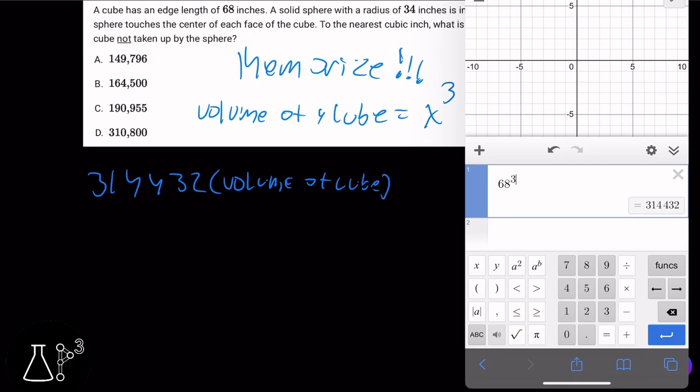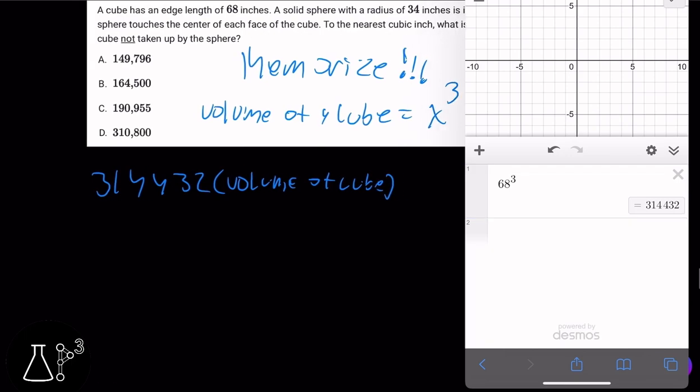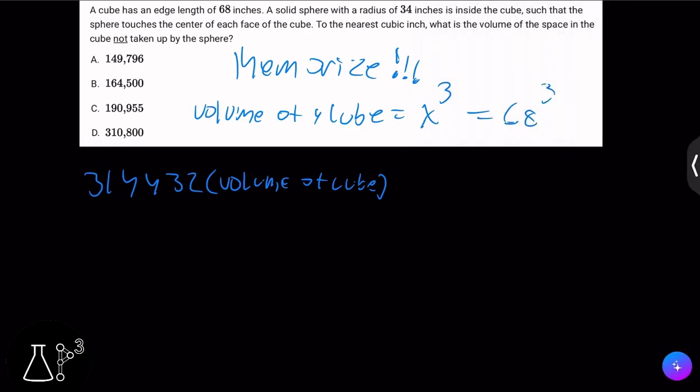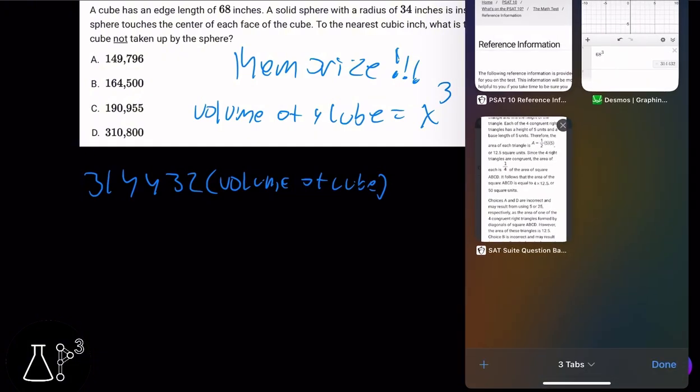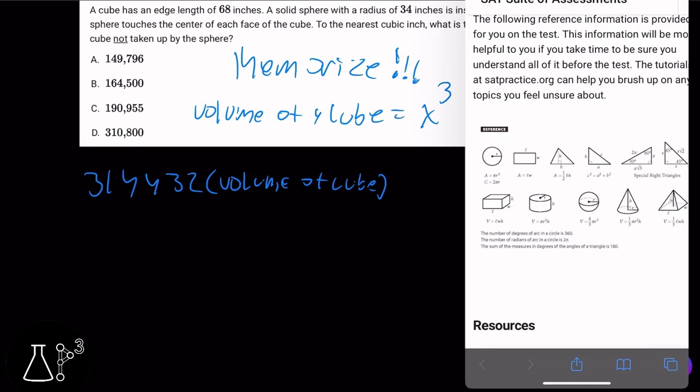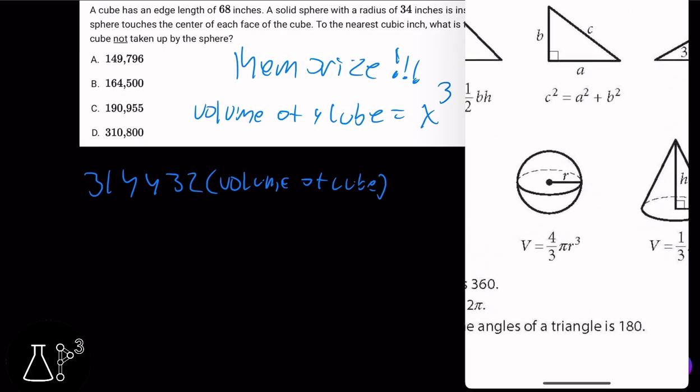So let's go over the other part of the information given. I'm given that the sphere has a radius of 34 inches and is inside the cube. Remember, the sphere needs to have a smaller volume than the cube. So what is the formula to find the volume of a solid sphere? Luckily, it's in the digital SAT reference sheet, so you don't need to memorize it. If we look at our reference sheet, I can see the formula for the volume of a sphere, which is volume equals 4 divided by 3 pi r cubed, or r to the power 3.